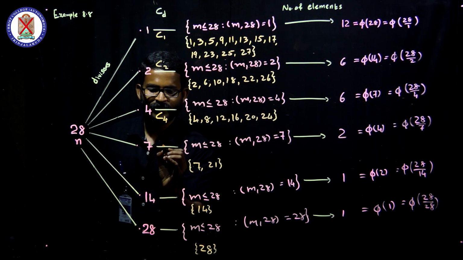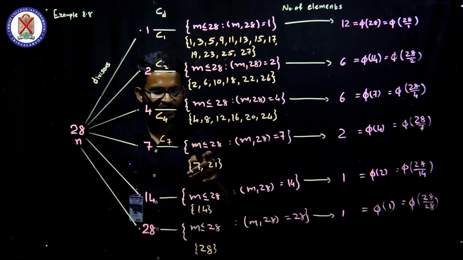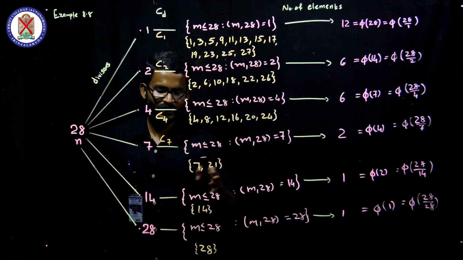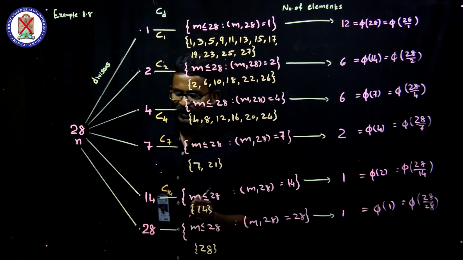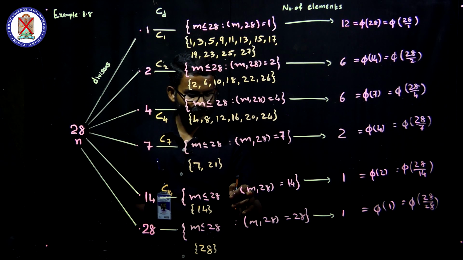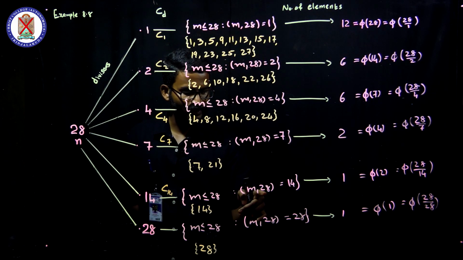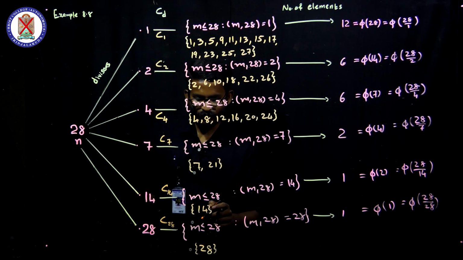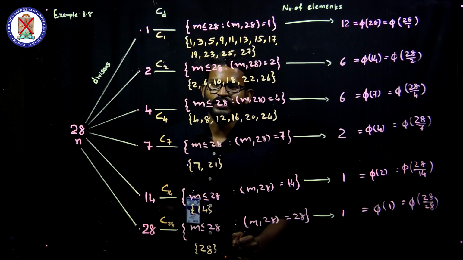Now consider C7. As usual, C7 is the set of all integers less than or equal to 28 such that the GCD of m and 28 is 7. So 7 and 21 are examples. And C14 is the set of all integers less than or equal to 28 such that GCD of m comma 28 is equal to 14. Only one possibility, 14. GCD of 14 and 28 is 14. Then C28 is the set of all integers m less than or equal to 28 such that the GCD of m and 28 is equal to 28.